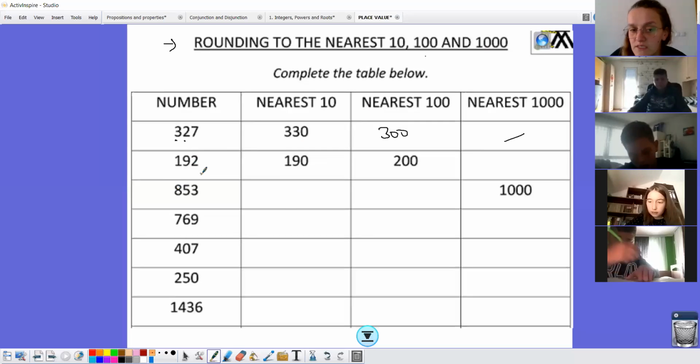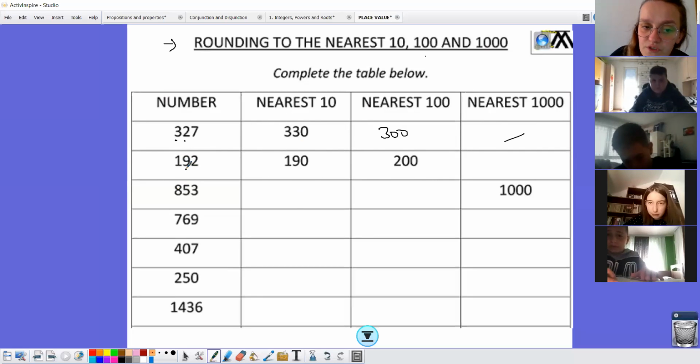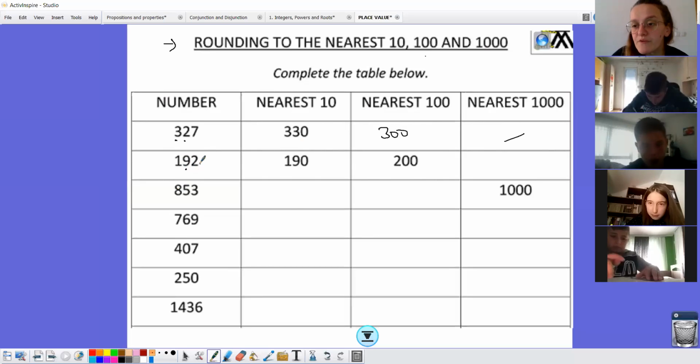In the second one, we have 192. When we are rounding to the nearest 10, I'm checking the 9 tens. Then the number after 9, it's 2, less than 5. So we're rounding this one to 190.